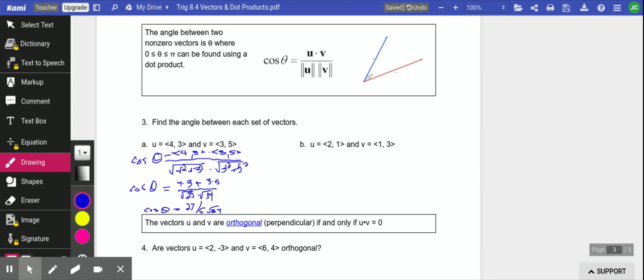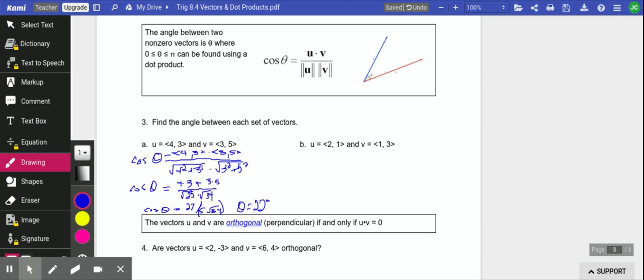Looks good. Okay, so now we're going to put that into our calculator. When you do that, make sure you put your entire denominator in parentheses. You're going to do inverse cosine of 27 over parentheses 5 root 34, and your calculator is going to tell you that theta is 22 degrees.